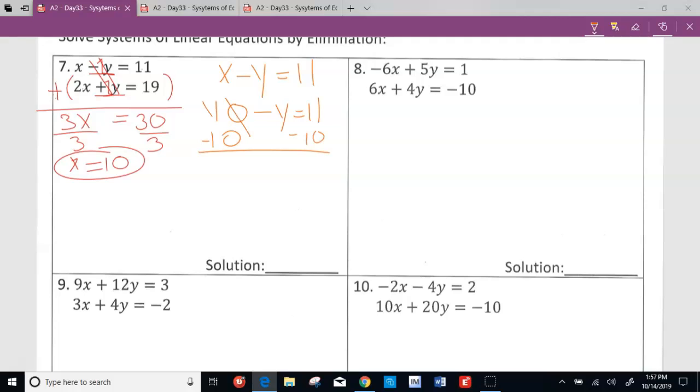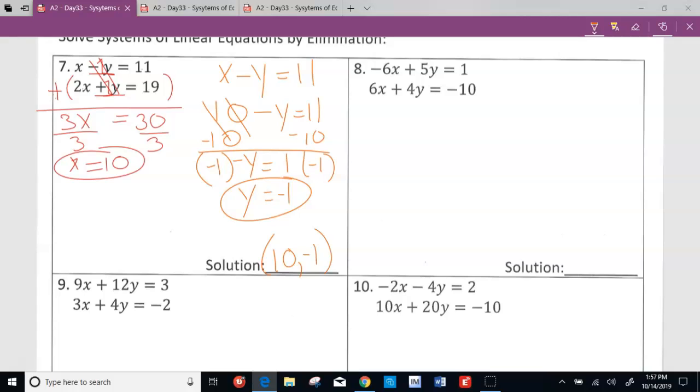When I do that, I get negative y equals 11 minus 10, which is going to be a positive 1. But I don't want negative y, I need a positive y. So if negative y equals positive 1, I can multiply everything times negative 1 on both sides, or use logic. If negative y equals positive 1, then positive y would then equal negative 1. Therefore, my answer is when x is positive 10, my y value is negative 1.